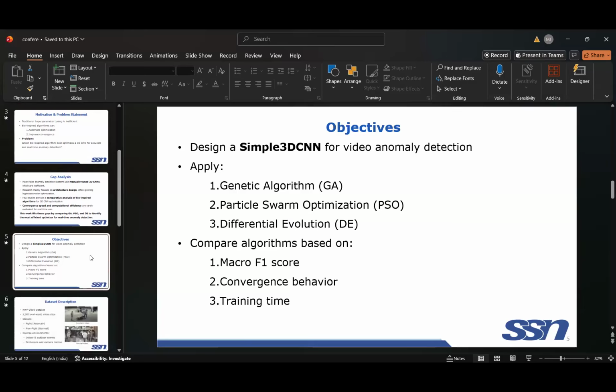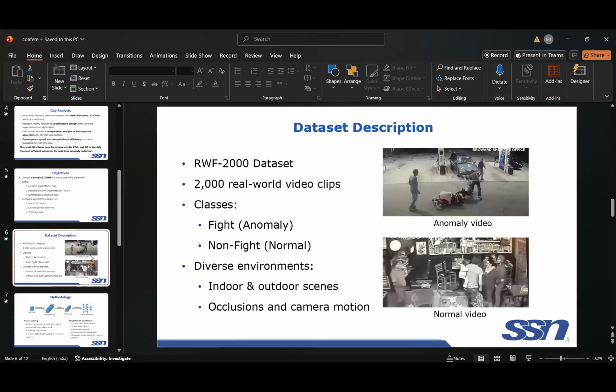The main objective of our work is first to design a lightweight simple 3D CNN for anomaly detection, secondly to apply these bio-inspired algorithms for hyperparameter optimization, and finally to compare these algorithms using macro F1 score, convergence behavior and training time. This is the dataset we used for our application. We used the RWF-2000 dataset, which contains 2000 real-world video clips. It consists of two classes, fight and non-fight videos. This dataset includes indoor and outdoor scenes with challenges such as occlusions and camera motion, making it suitable for real-world evaluation. These are sample videos from the dataset.